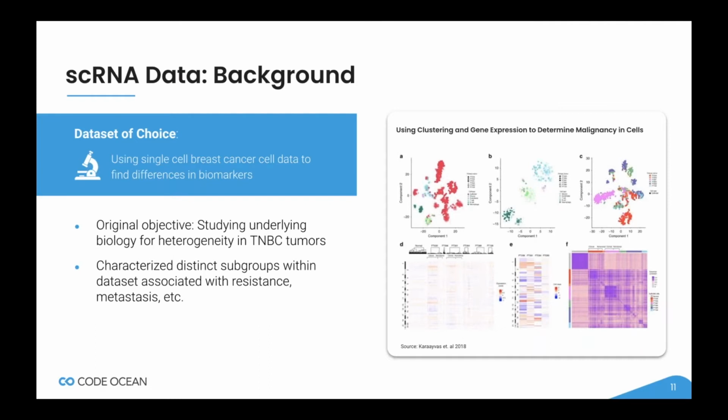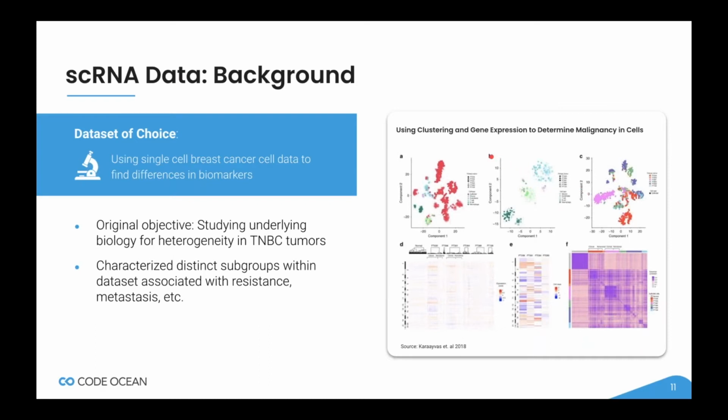This data set that I'm using came originally from a paper that was interested in understanding cell populations in triple-negative breast cancer tumors and how different cell populations within a single tumor interact or behave similarly. And this actual original paper was able to categorize certain subgroups associated with drug resistance, onset of metastasis, sensitivity. And this is the kind of visualizations you will very commonly see.